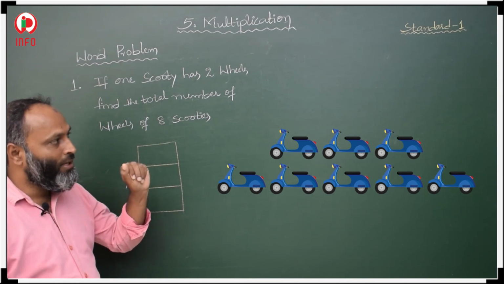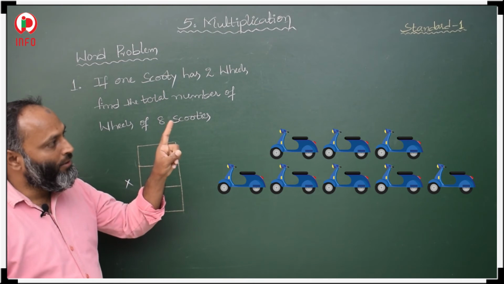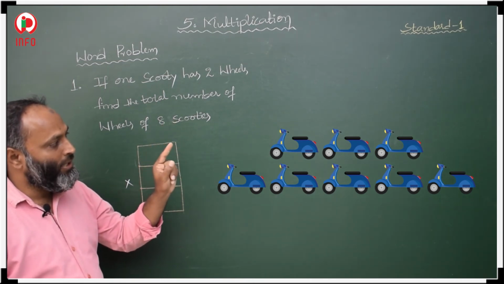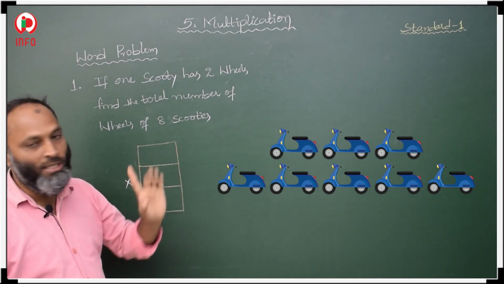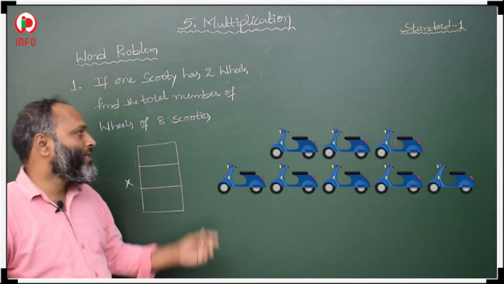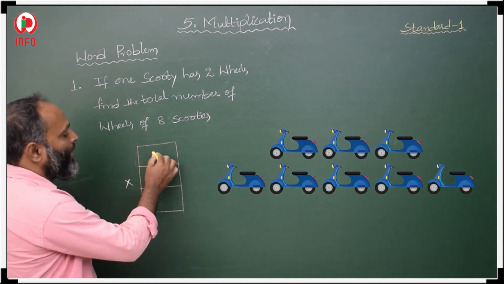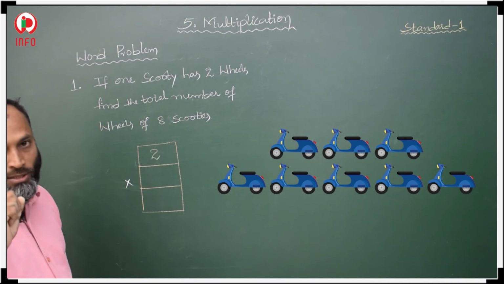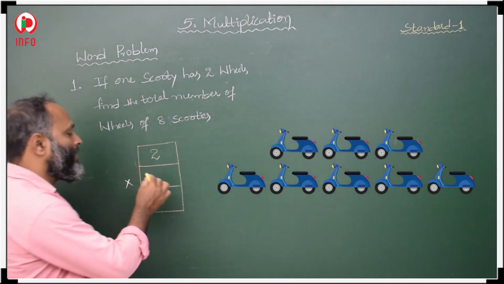1, 2. Total how many scooties were there? 8. Count all the wheels there. 1, 2, 3, 4, 5, 6, 7, 8, 9, 10, 11, 12, 13, 14, 15, 16. Total how many wheels are there? 16 wheels. How many scooties do we have? 8 scooties. So first, every scooty has 2 wheels. One scooty has 2 wheels. And how many scooties do we have? 8 scooties.